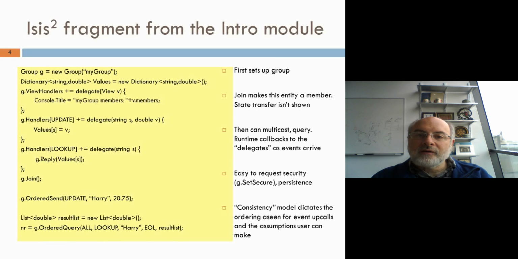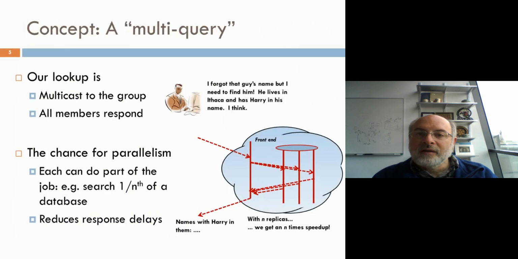This is just a reminder of what we reviewed in the introduction module, where we had a small group that stored a key value collection in what was called a dictionary, the values object. It stored strings and indexed them to double precision numbers, and it could fetch them back, and then I illustrated that with an ordered send, which is a multicast, and an ordered query. So we're going to build on these ideas, but we're going to form them into a slightly different program.